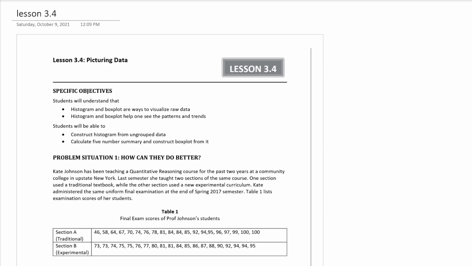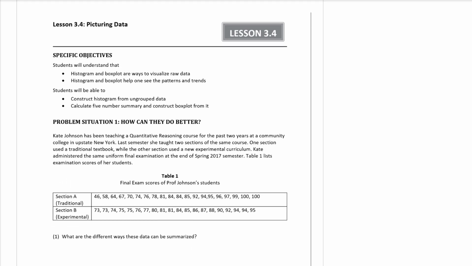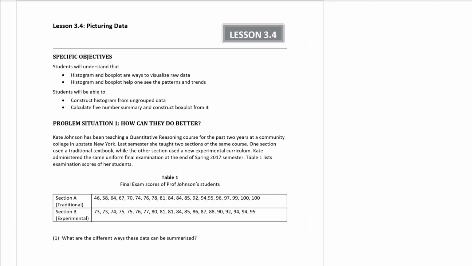Kate Johnson has been teaching a quantitative reasoning course for the past 2 years at a community college in upstate New York. Last semester, she taught 2 sections of the same course. One section used a traditional textbook, while the other section used a new experimental curriculum. Kate administered the same uniform final examination at the end of spring 2017 semester, and Table 1 lists examination scores of her students. So take a look at the scores in section A and in section B. And these are the final exam scores of students in her classes.